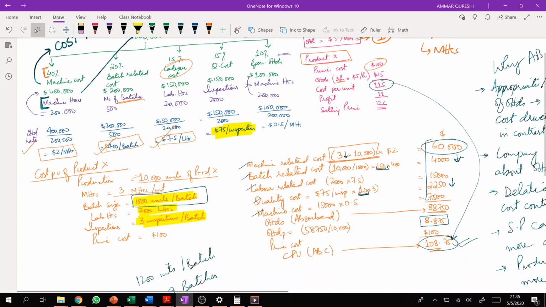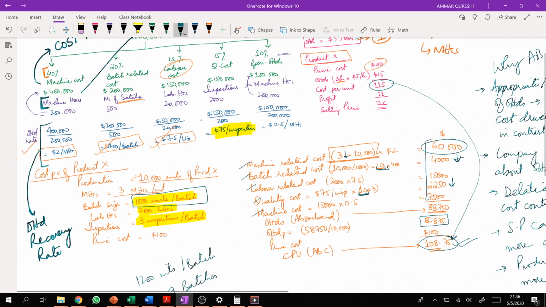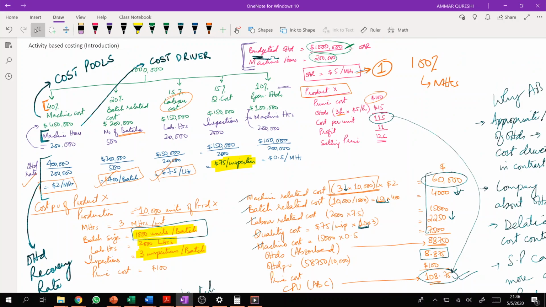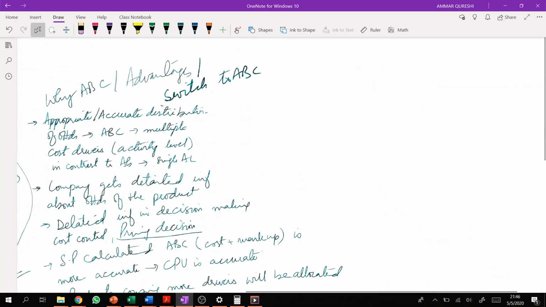The third thing here, which is different from traditional absorption costing, is the word overhead. In absorption costing we called it overhead absorption rate. In activity based costing we call it overhead recovery rate, right? So now, what's next? Since we will continuously use these three terms, that's why I tried to highlight them. Now, there are two more questions.